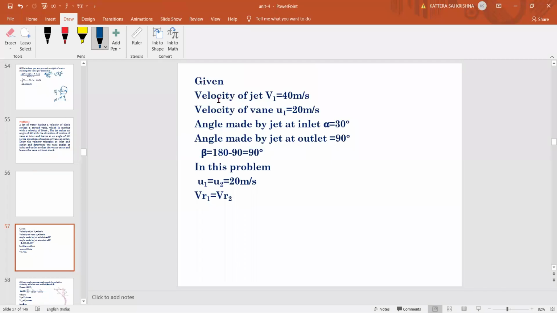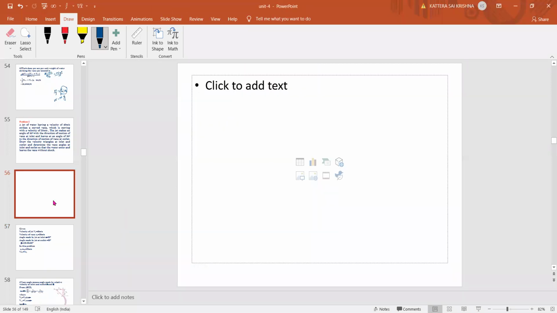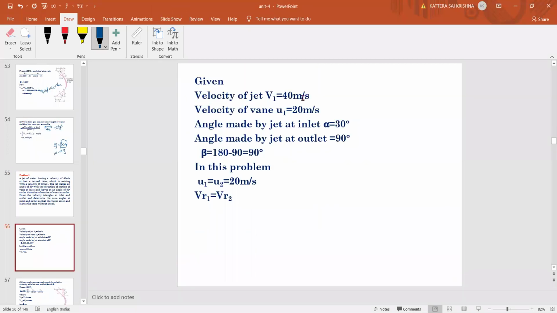Okay, so given data: velocity of the jet, V1, is 40 meters per second. Velocity of the blade, or velocity of the vane, is 20 meters per second. Angle made by the jet at inlet, alpha, equals 30 degrees. Angle made by the jet at outlet is 90. So beta equals 180 minus 90, which is 90 degrees. So beta equals 90 degrees.